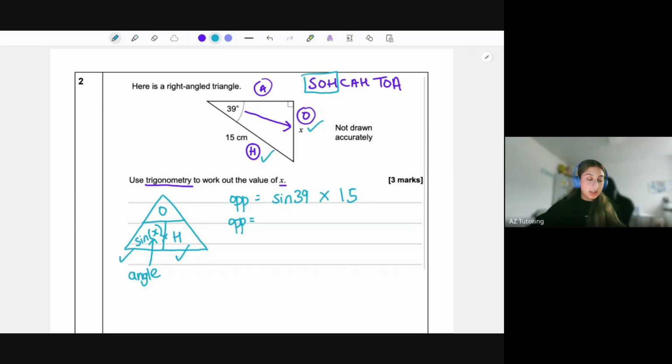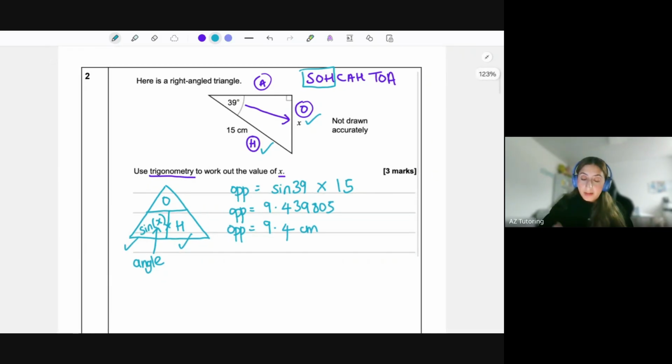If you just plug that in your calculator, you get 9.439805. And if I'm giving it one decimal place, my opposite side length will be 9.4 centimeters. Units are centimeters. That's how you would do trigonometry.